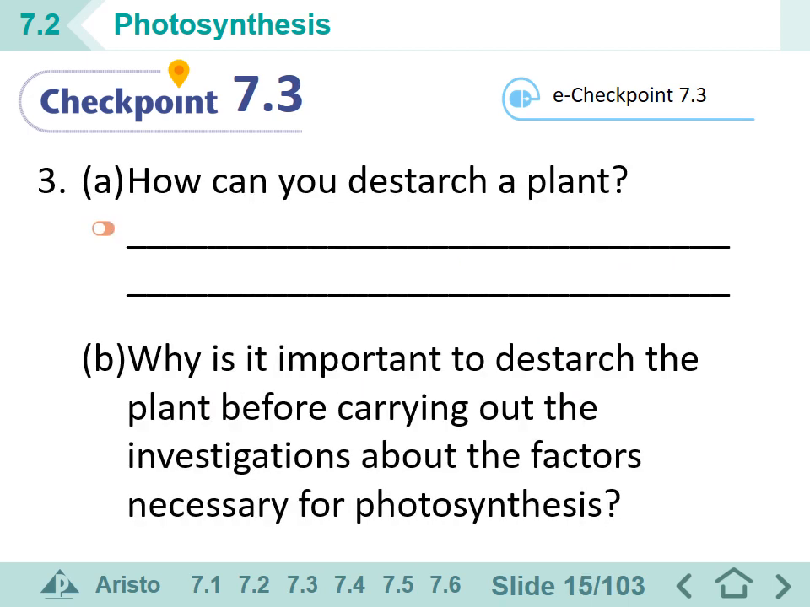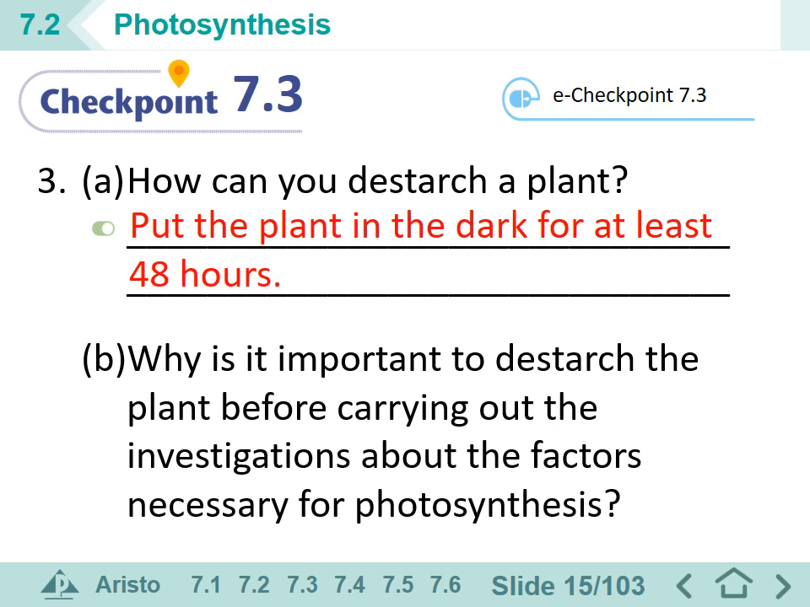And then how can you destarch a plant? Which means we remove all the starch from the leaf. We put the plant in the dark for at least 48 hours. Why is it important to destarch the plant before carrying out the investigation? Because we want to make sure that all the starch is produced during the experiment.